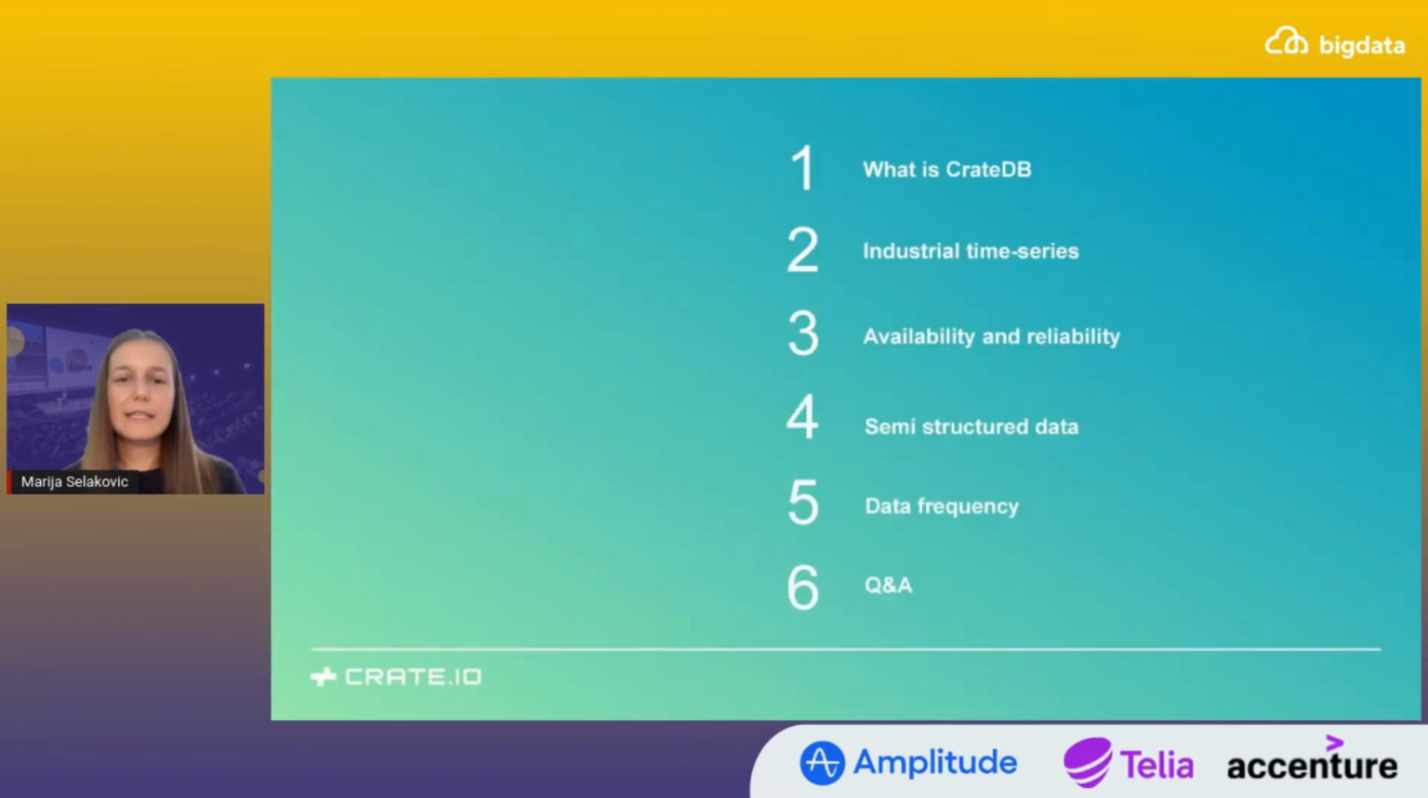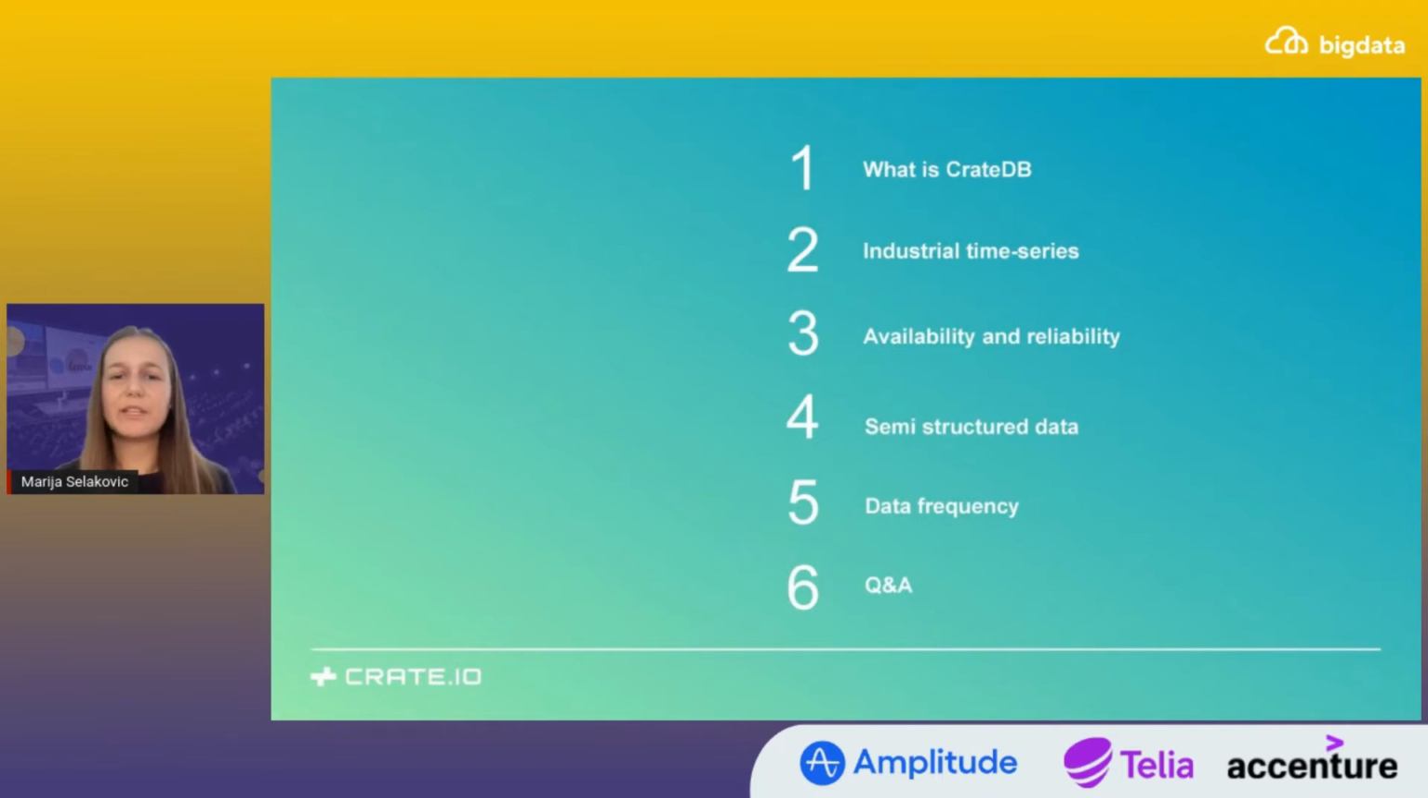So this is going to be a rough agenda for today. First, I'm going to introduce CrateDB as a database and tell you some things about it, especially for those of you who are not familiar with the solution. Then I'm going to discuss a bit about industrial time series, what time series data is in the first place, and what the challenges are for analyzing and storing industrial time series.